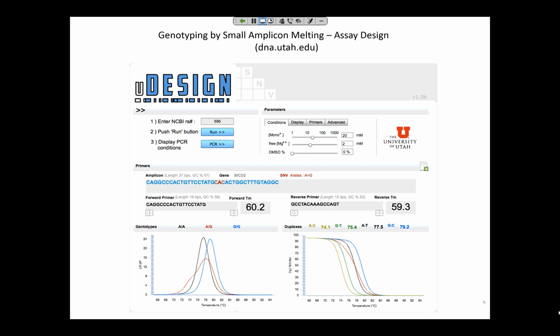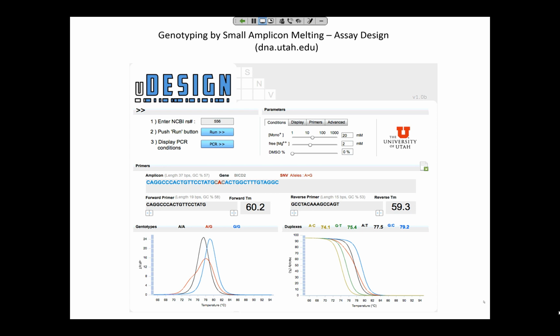We've come up with some software to design small amplicon melting, particularly for single nucleotide changes, where all you really have to do on the upper left of this free web application is to enter in the RS number. And with that, you'll end up having plotted below suggestions and predictions of what the melting curves actually should look like. I'll present, or just show you, a couple of software tools that are present on the site dnautah.edu as we go along.